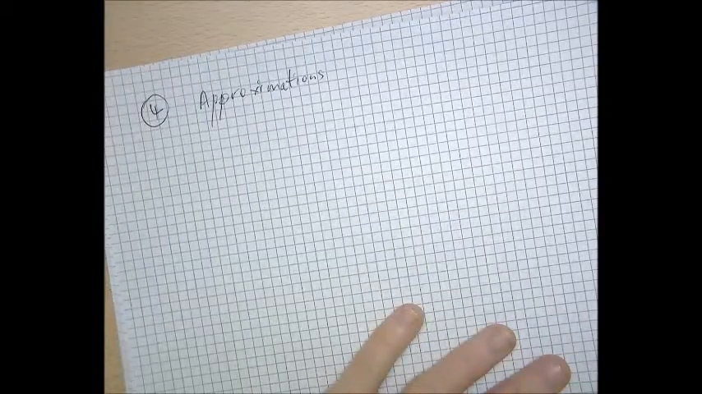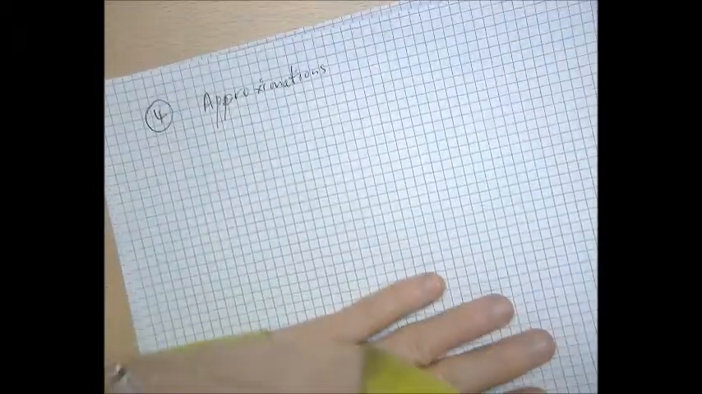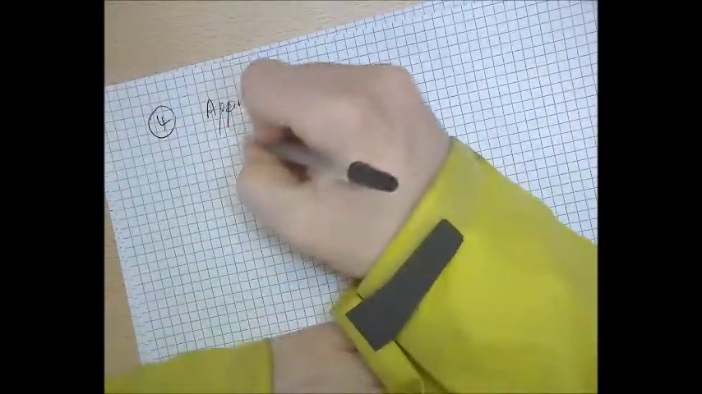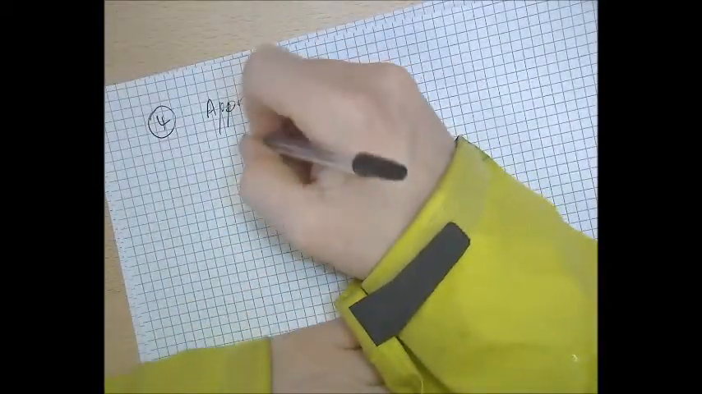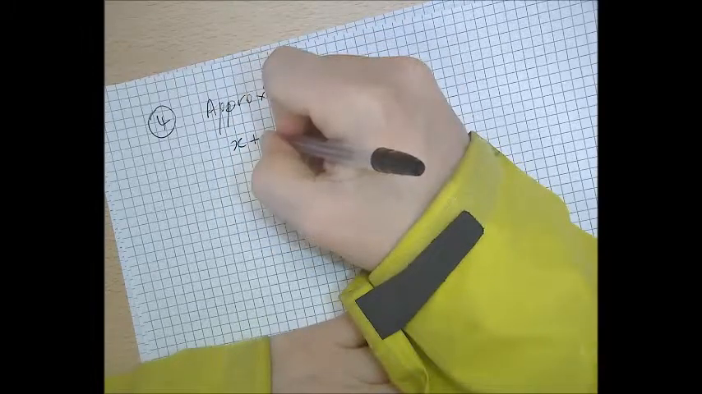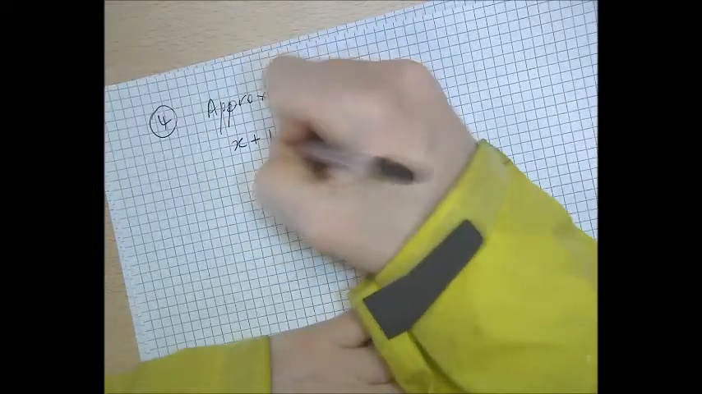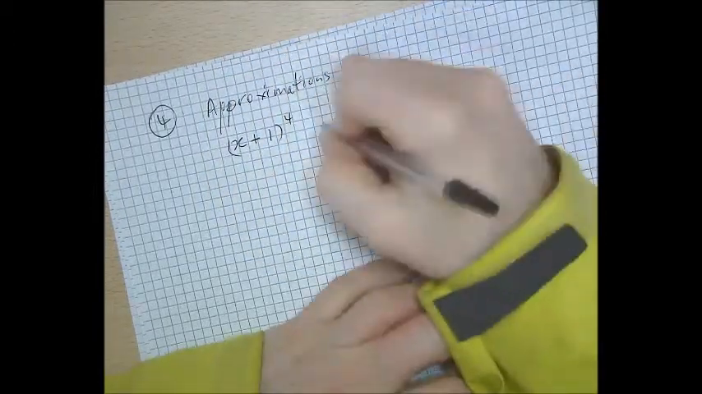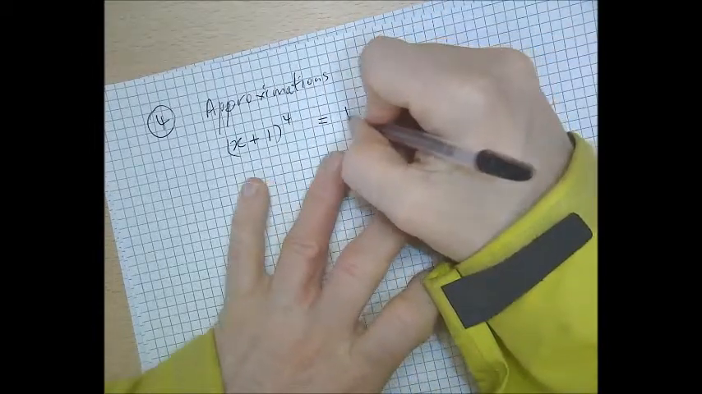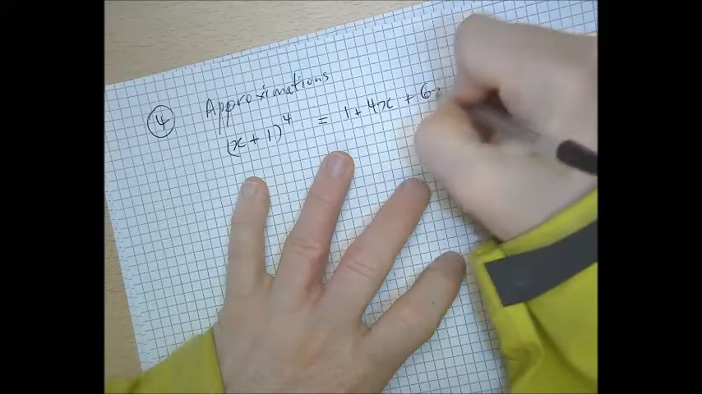Okay, your fourth loose end is to use this business for approximations. Now I'll just start indirectly on this. I'll give you an example. Let's say you're doing x plus 1 to the power of 4. If you're doing it correctly, you have to write this.